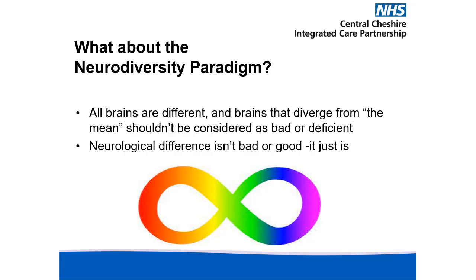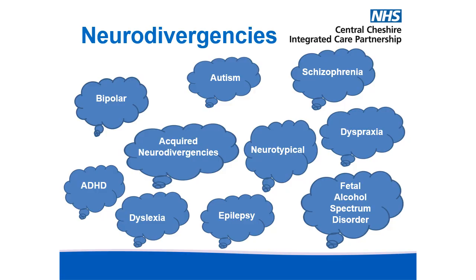The neurodiversity paradigm supports that all brains are different, and brains that diverge from the mean shouldn't be considered as bad or deficient. Neurological difference isn't bad or good, it just is. Neurodivergent brains can come from a variety of different conditions. Please see some of the main ones listed on this slide below, including autism, schizophrenia, dyslexia, dyspraxia, ADHD, and bipolar.